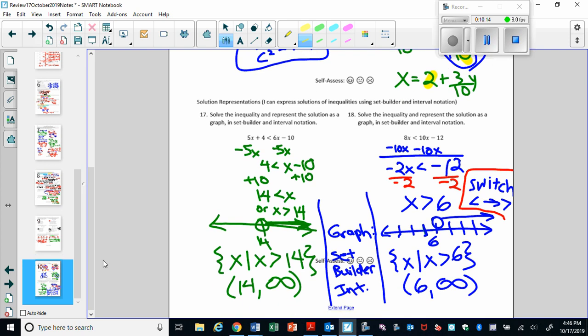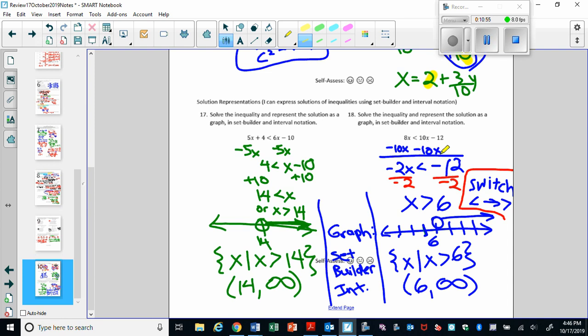17 and 18. In 17, in some cases you're going to have your variable on the right side, but don't forget, before you set up your graph and interval notation, switch the order, but you have to switch the sign as well. So 14 less than x is the same as x greater than 14. Open circle, arrow to the right. Set builder, x such that x is greater than 14. Interval notation, 14, parentheses, comma, positive infinity, parentheses.